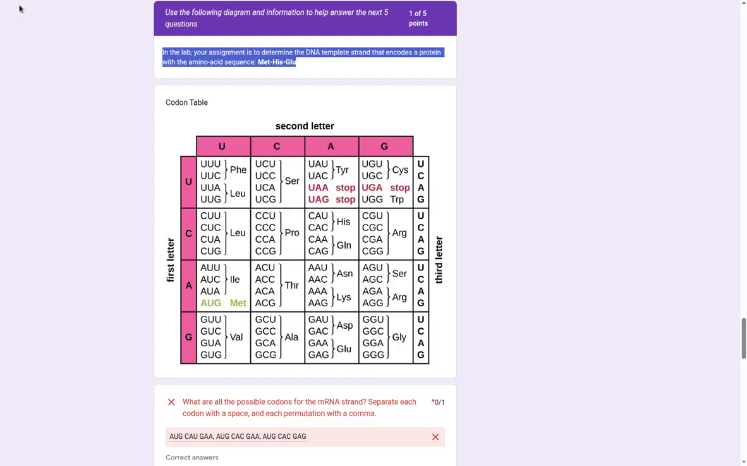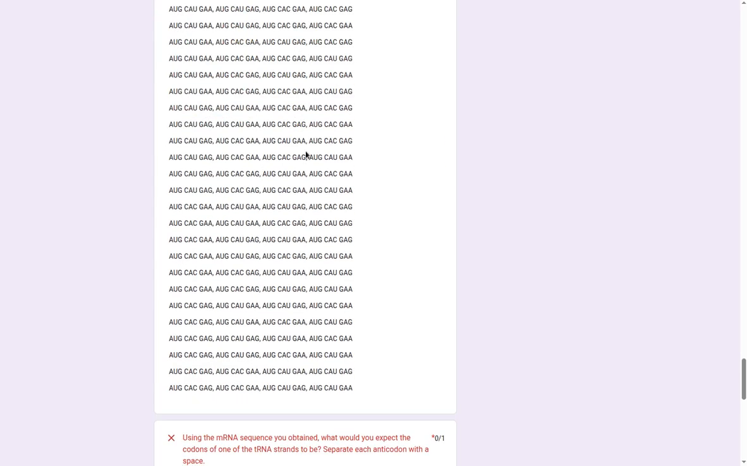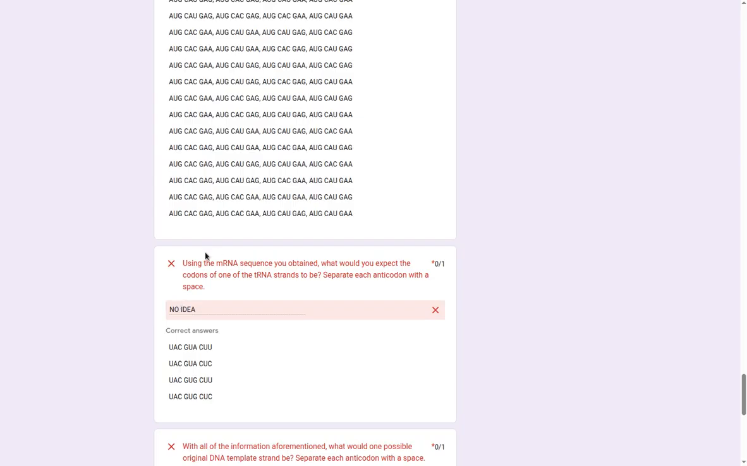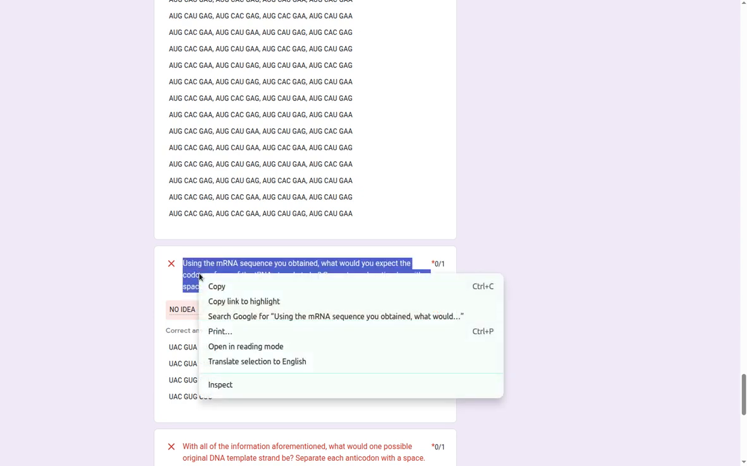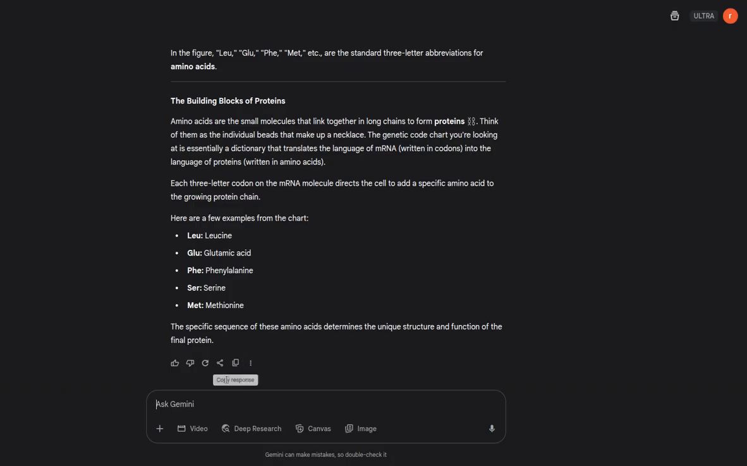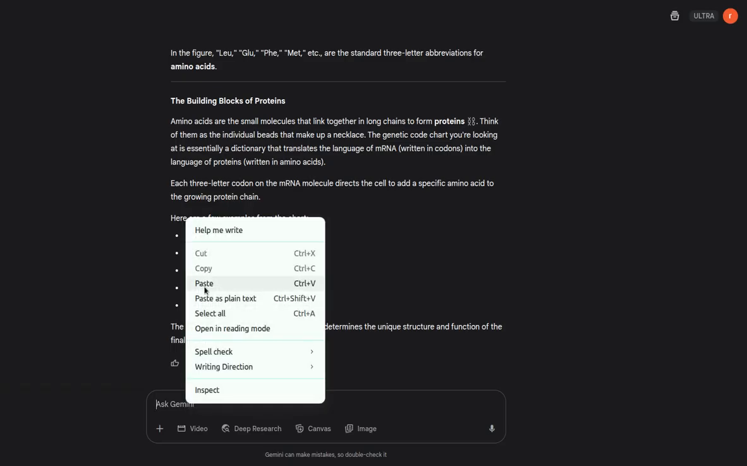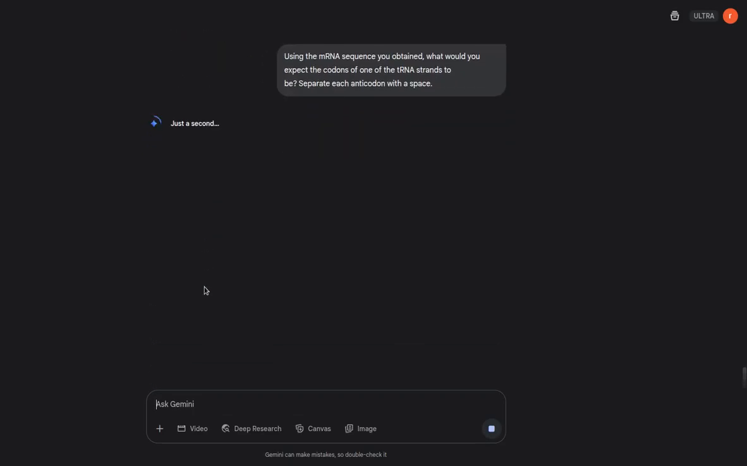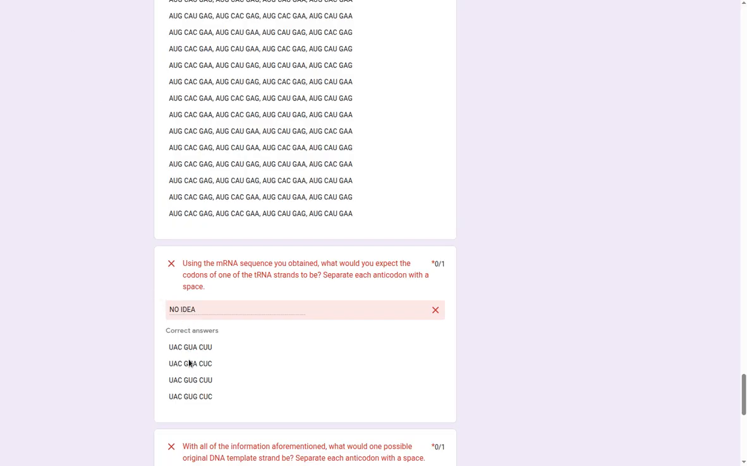Let me see what other things we got wrong. This one is correct. I just can't write all the possible combinations. Using the mRNA sequence you obtained, what would you expect the codons of one of the tRNA strands to be? Separate each anticodon with a space. So let me ask this. But from the answer, I think it's clear.